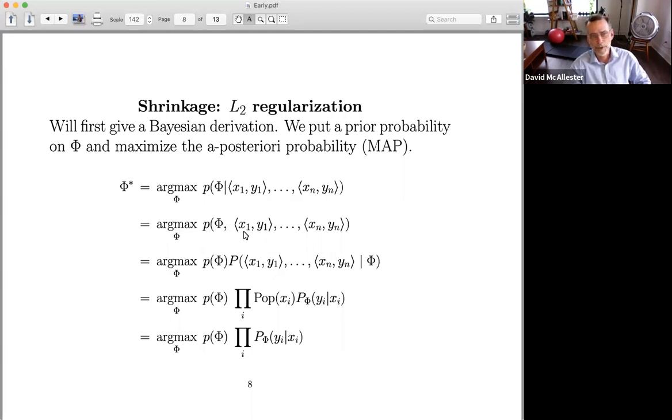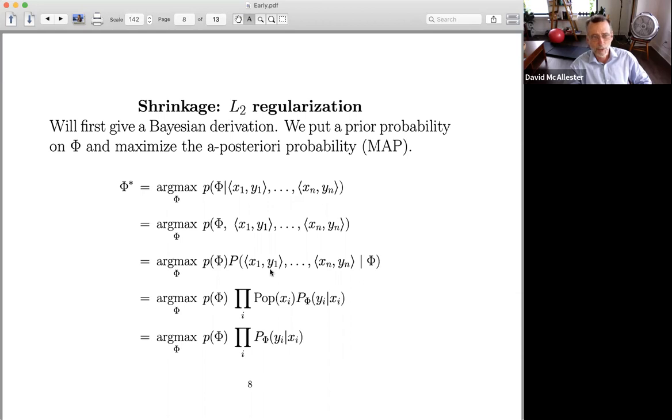Okay, now the joint probability can be turned around. You can say, what's the probability of the model and what's the probability of the data given the model? And so it's equivalent to maximizing this, right? And we're trying to find the particular model that, so this is maximum a posteriori probability, or MAP. We're trying to find the particular model that maximizes this joint probability.